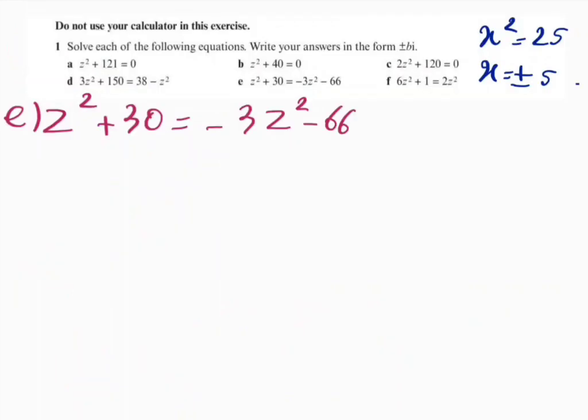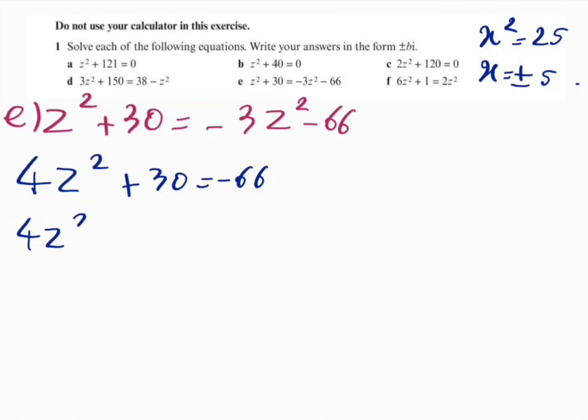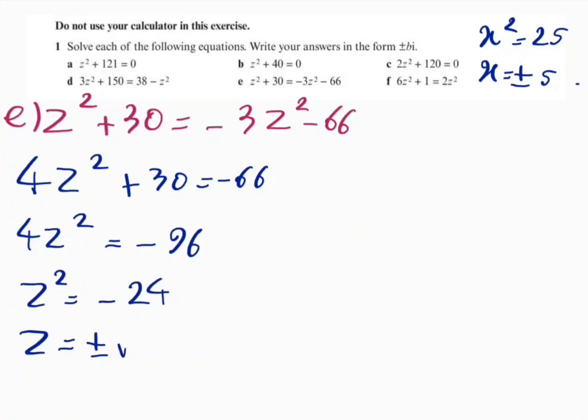E, z squared plus 30 is equal to minus 3z squared minus 66. So let's add 3z squared to both sides, so we get 4z squared plus 30 is equal to minus 66. Take away 30 from both sides. 4z squared is equal to minus 96. Let's divide both sides by 4. z squared is minus 24. Now taking the square root of both sides, z is equal to plus or minus root minus 24.